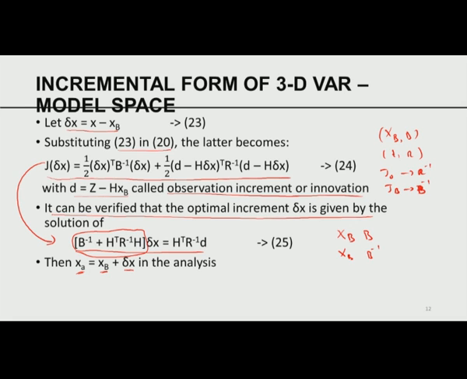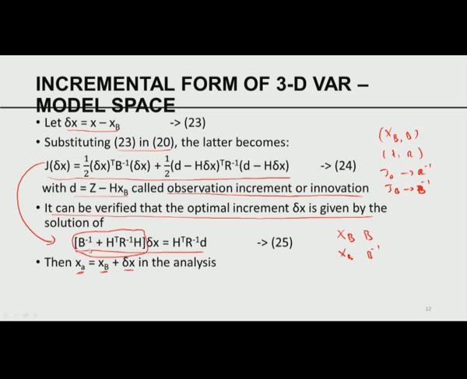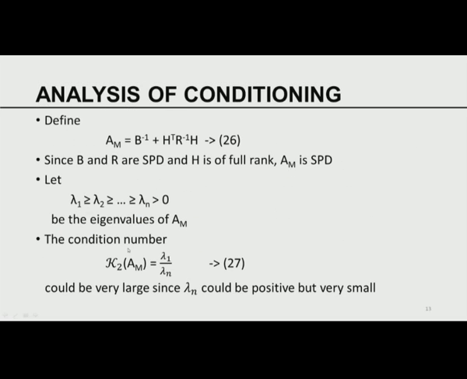So the question here is, is there a way to reformulate? I like the formulation but I don't like the computational demands of it. Is there a way to reformulate it to an equivalent formulation that does not depend on some of the inverses? So that's a question that drives some of these. So look at this now, AM. I'm going to call B inverse plus H transpose R inverse H as AM.